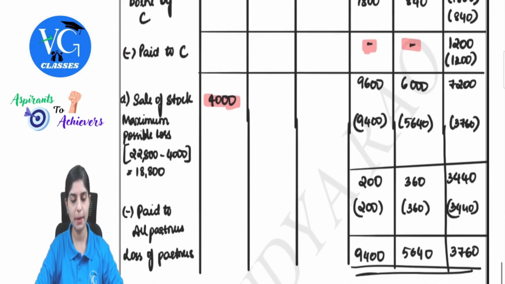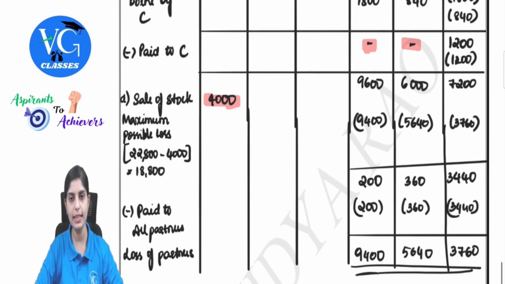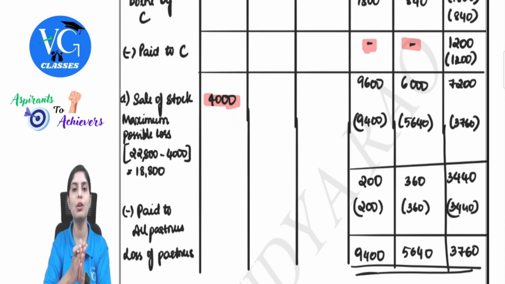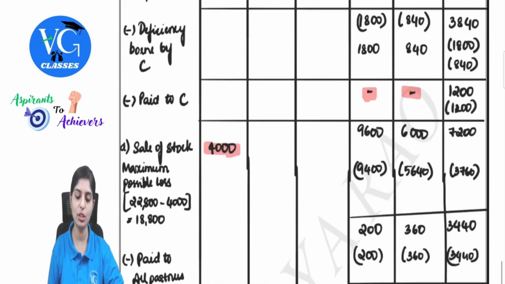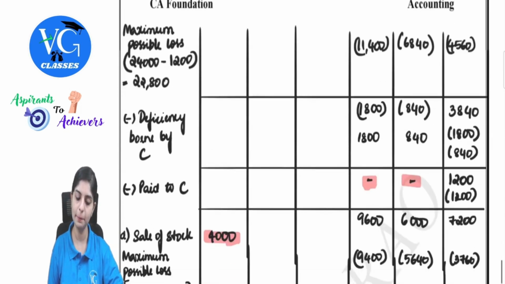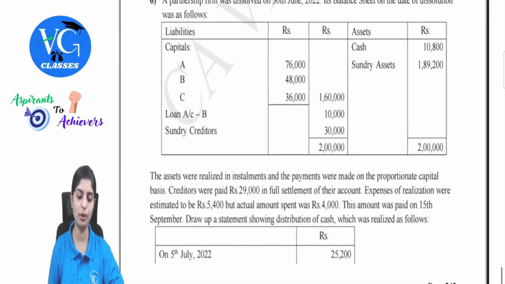Second case, same step again. When we further realize, we will find out the maximum possible loss, distribute the maximum possible loss among the partners in their profit sharing ratio. If there is any deficiency, it will be borne by solvent partners. In this case, all partners had got positive balance. If we check the total, it was equivalent to the amount realized and we distributed the amount in the same proportion. I hope you understood the structure of solving. Just practice this from your end, guys. So this was maximum possible loss approach.